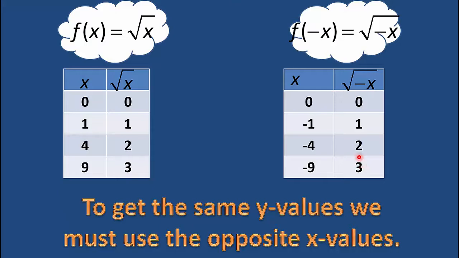To get the same y values, I had to go across the y-axis. To get a 1 for my output, I had to go over to negative 1 and plug that in. To get the 2 for an output, I had to go to negative 4 to plug in. I'm having to compensate for the fact that I have a negative here.